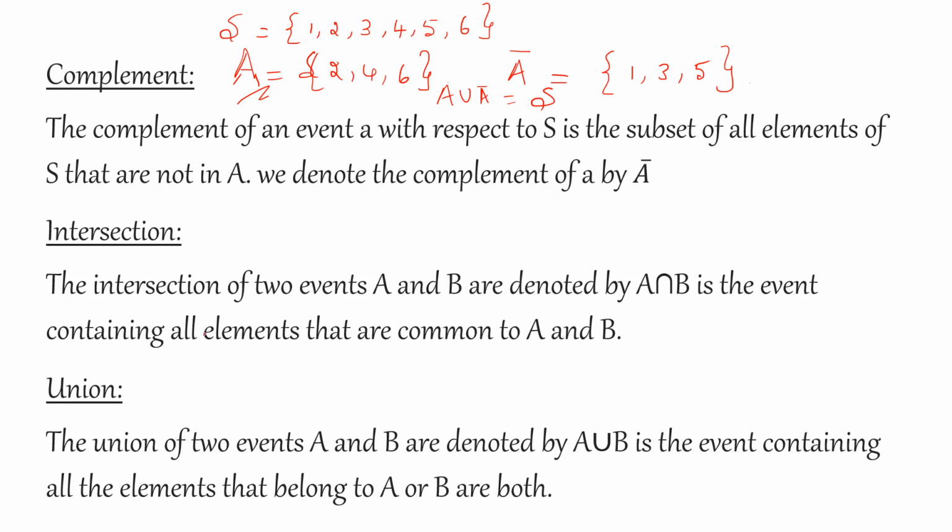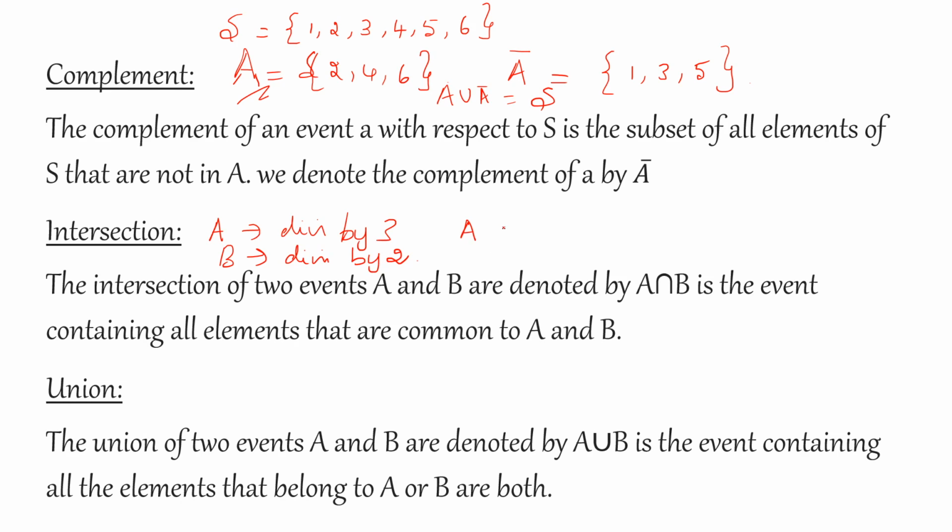Yes. Okay. And intersection. What will be the intersection here? A and A bar will be empty. Intersection means there are some common elements. Suppose A is a set where I am considering outcomes divisible by 3, and B is an event where I am considering outcomes divisible by 2.